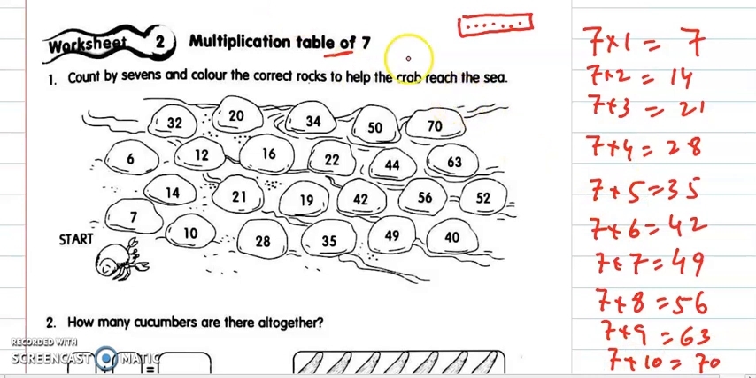So for example, if I randomly choose any one of those, if I say 7 times 5, it means we have 5 groups of 7, or there are 5 sevens.